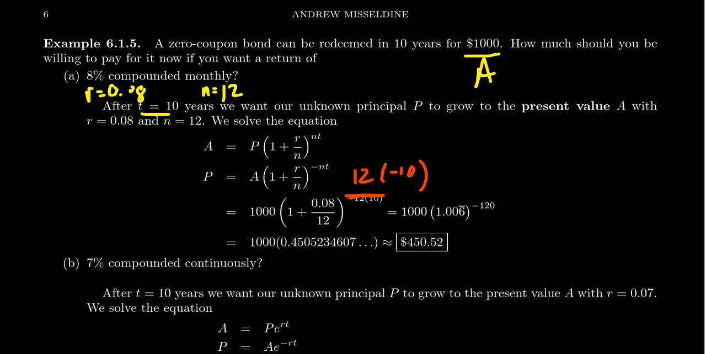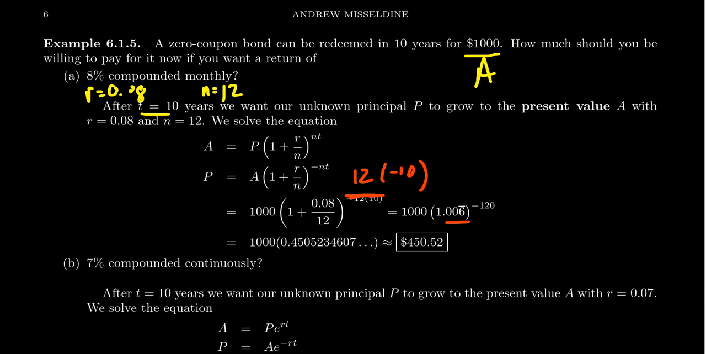8% divided by 12 will be 0.006 repeated. Add that to 1, you get 1.006 repeated. Just add a lot of sixes in that as you're trying to compute this. Take it to the negative 120th power. You're going to end up with 0.4505. Again, try to keep this as much in your calculator memory as possible. You don't want to round too early so that your calculation doesn't get error into it.